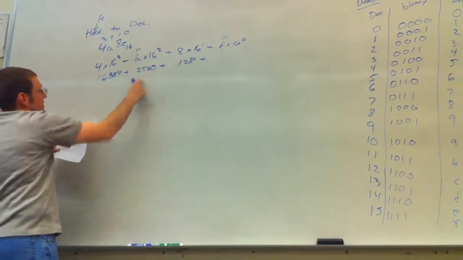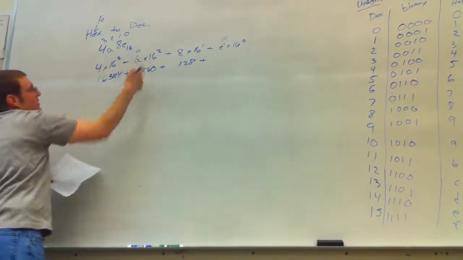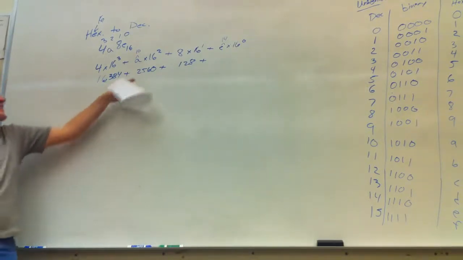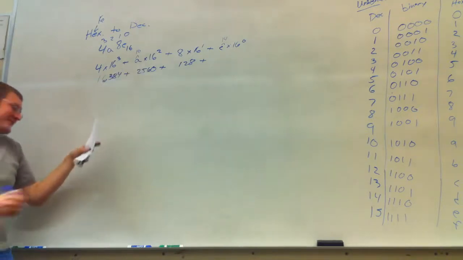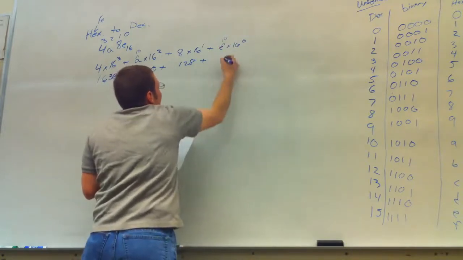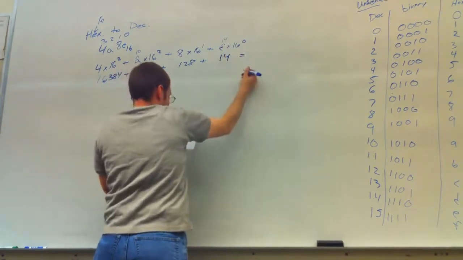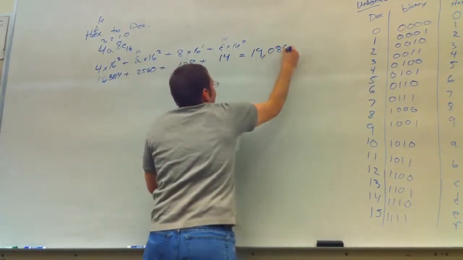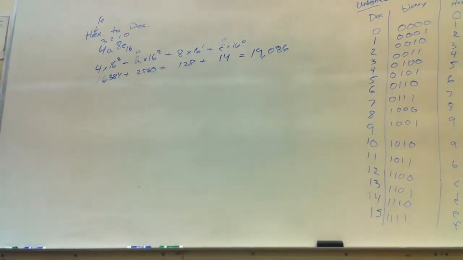Yeah, it's 2,560. You have a calculator? Let's go 10 times 16 squared. You said one thing and wrote another. Yeah, okay. What I wrote is correct. And then, of course, 16 to the 0 is 1, and 1 times E is 14, and so we get 19,086 is the number. Okay. So we use the same convention as binary to decimal, hex to decimal.